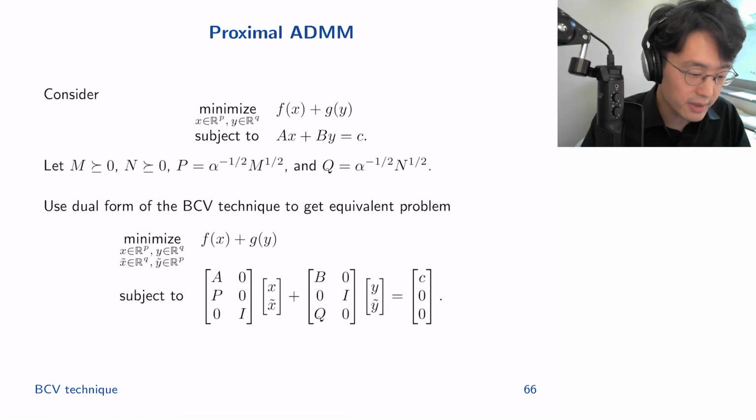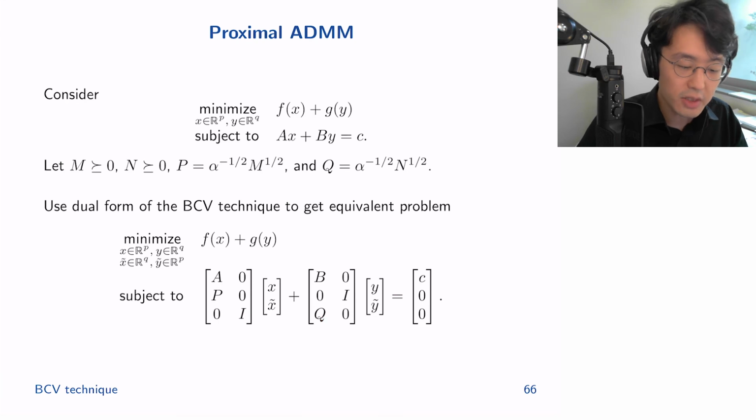And the x tilde and y tilde variables do not appear in the objective, but they appear in the constraints. So the original constraint ax plus by is equal to c remains the same, but we add two additional linear equality constraints saying that px plus y tilde is equal to 0, and then x tilde plus qy is equal to 0. So the x tilde and y tilde in this case are not constrained to be equal to 0, rather y tilde is constrained to be equal to minus px, and x tilde is constrained to be equal to minus qy.